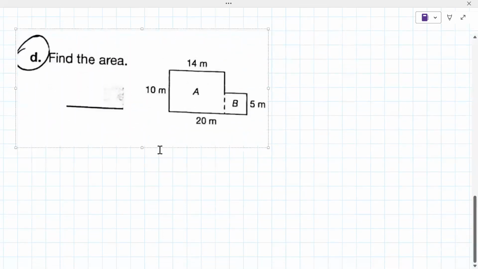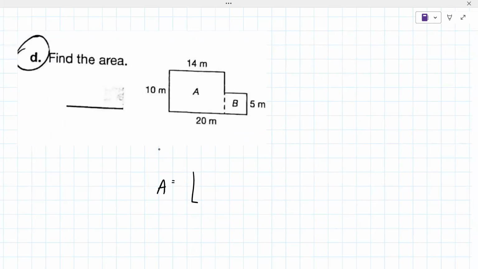All right, letter D, it says find the area. So we're going to first find the area of A. A is a rectangle. You agree with that? It's got a base of 14, a height of 10. Do you remember how to find the area of a rectangle? No. It's base times height. The base is 14, the height is 10. If you calculate that for us, please.